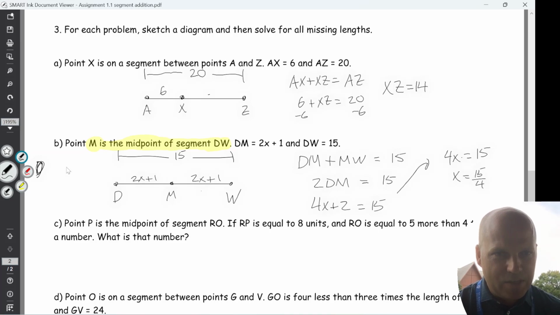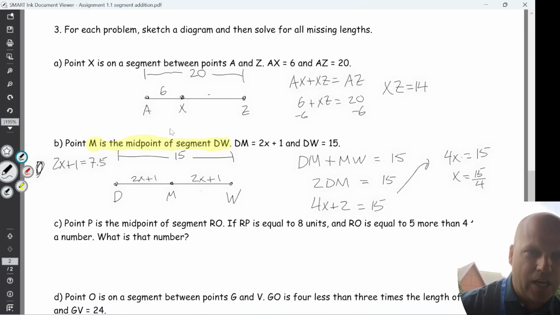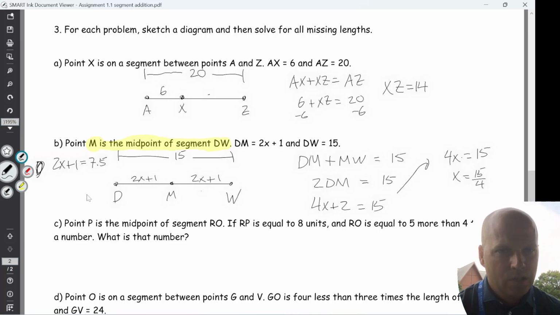Why did I do that thing when I could have done this? Yes, multiple things to do. I could have said 2x plus 1 equals 7.5. Why do I know that? Well, because we know the entire line segment is 15. Half the line segment has to be 7.5.